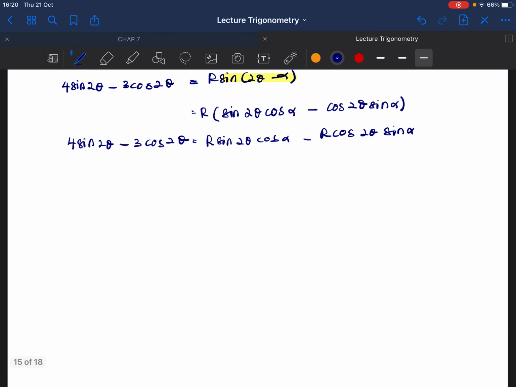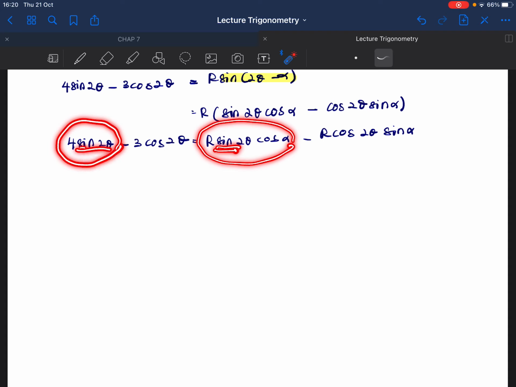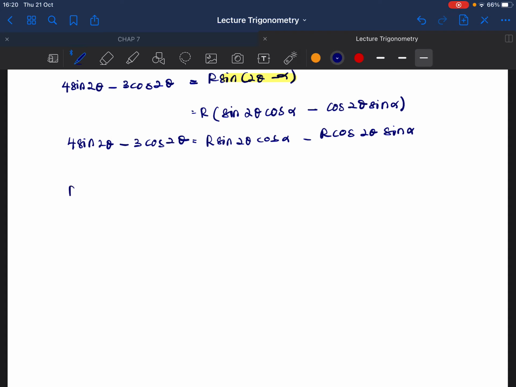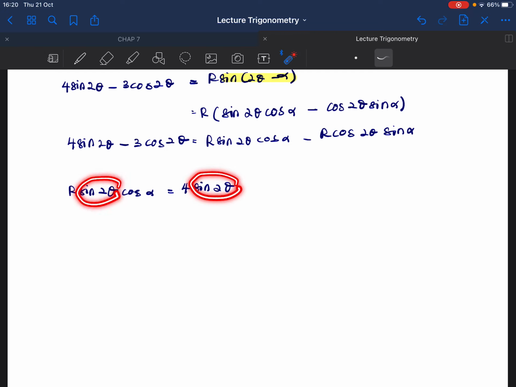Okay, so the next part is we are going to compare. So compare. Here we have r sin 2 theta cos alpha. Focus here we have sin 2 theta. So kita kena compare dengan yang inilah 4 sin 2 theta here. So we should have r sin 2 theta cos alpha is equals to 4 sin 2 theta. Okay, cancel out sin 2 theta. Kamu akan dapat r cos alpha equals to 4. Okay, so this should be your first equation.